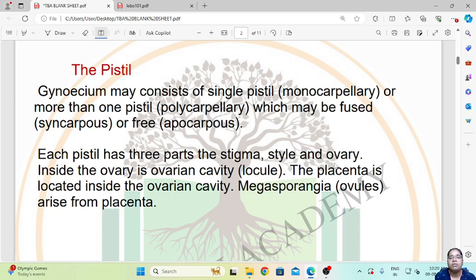Each pistil will have three parts, that is the stigma, style and the ovary. The ovary will consist of the ovules, that is the female gamete of the flower. So this is how the structure of the pistil is.